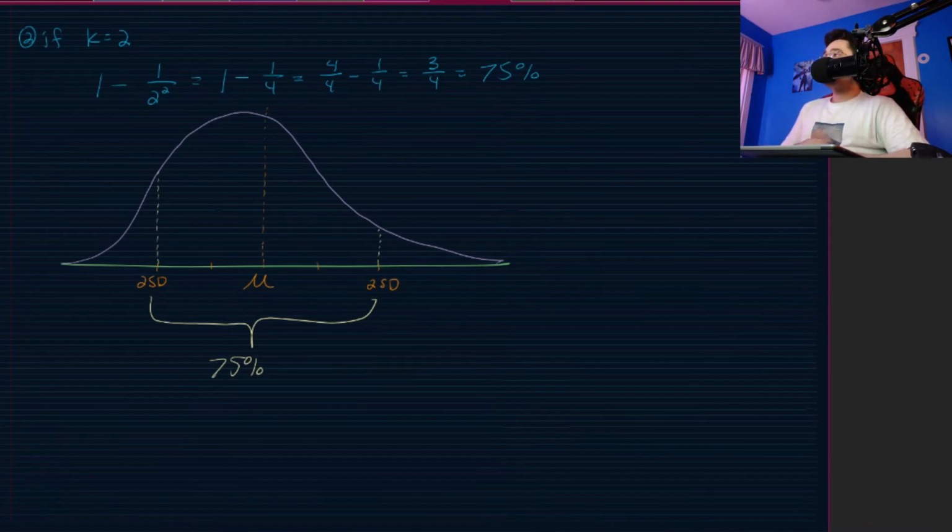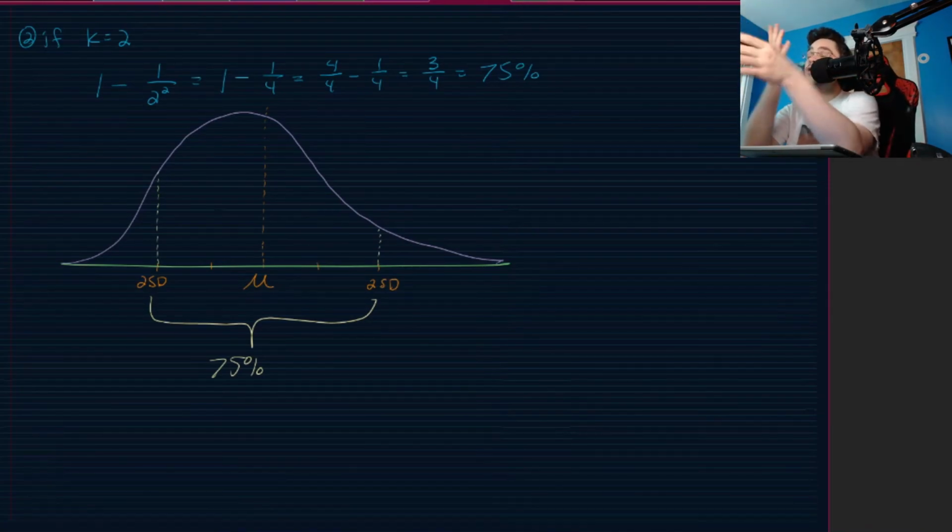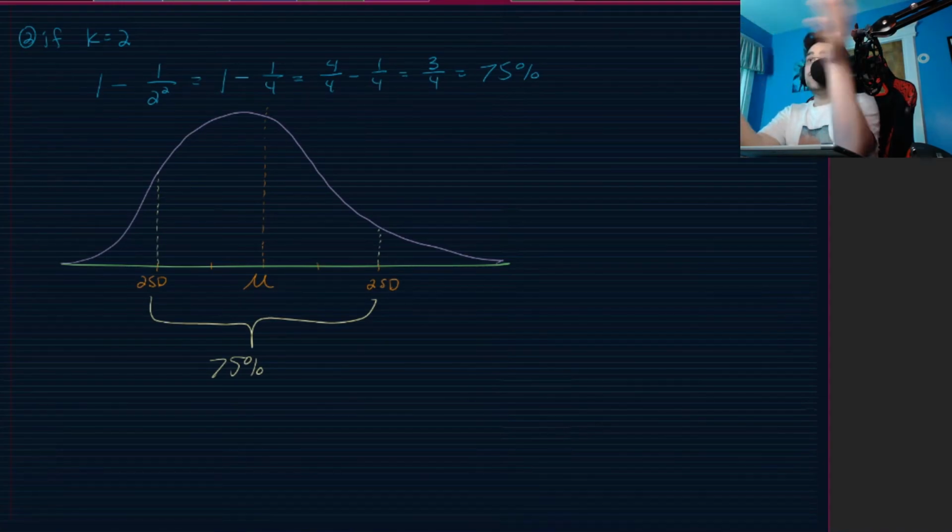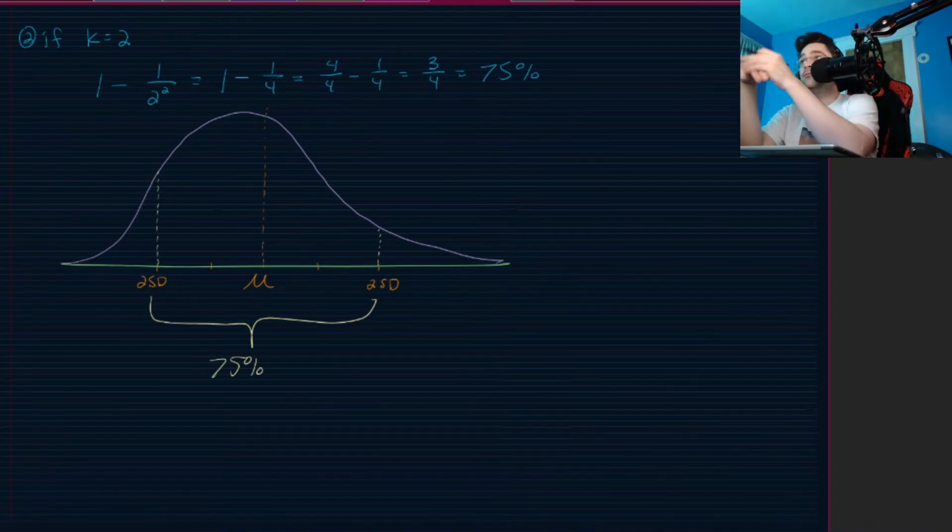So, say it's height or something. Most people are 5'9". And say the standard deviation is 2 inches. So we want to see how many people would be within 5'9" plus or minus 4 inches. And that would be 75%. 75% would be in that range, at least. That's what Chebyshev's would say.